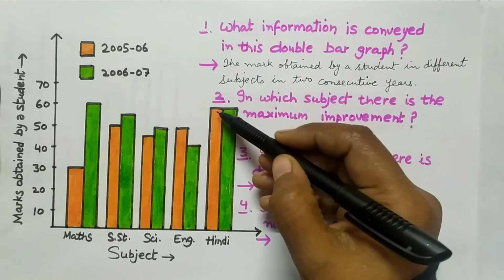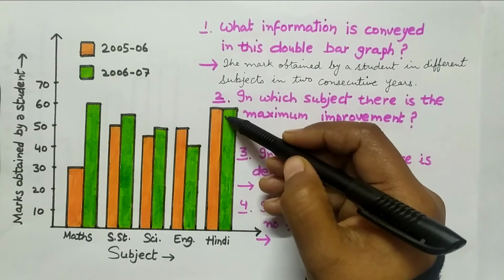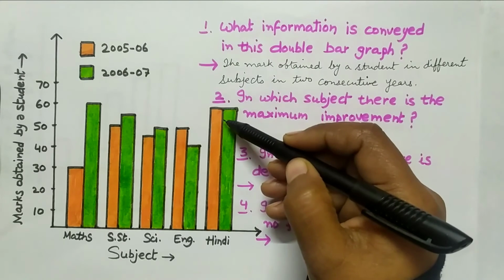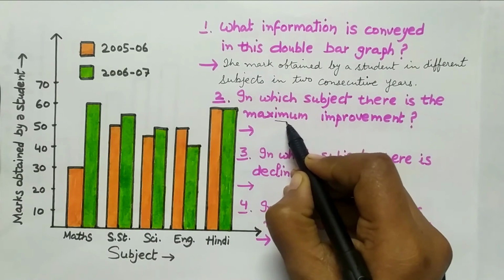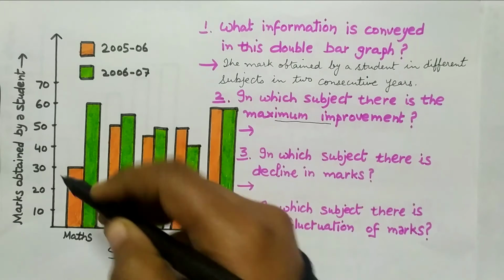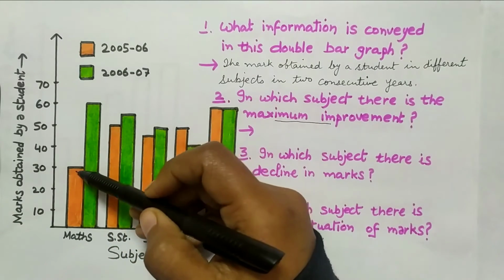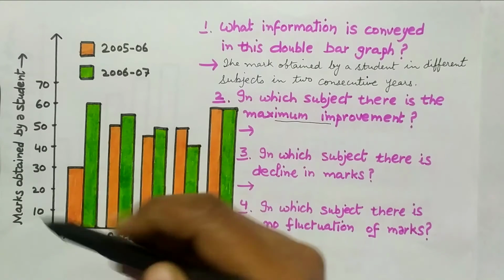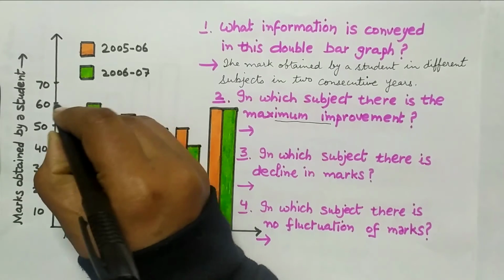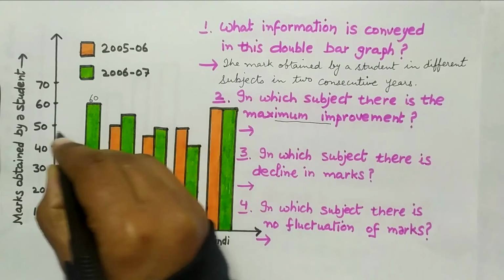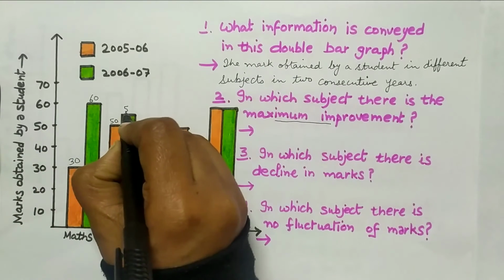And here, because these two colors are of the same height, there is no improvement and no decline. There is no change in the marks. So in the present question, we have to check maximum improvement, and this is the maximum gap we can see. Otherwise also, when we subtract these two values, it is 30. We write at the top all the marks. It is 30. This marks is 60. This one is 50 comparing to the y-axis, and it is almost here 55.